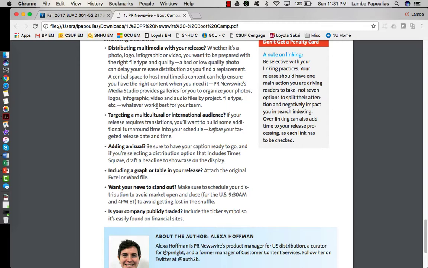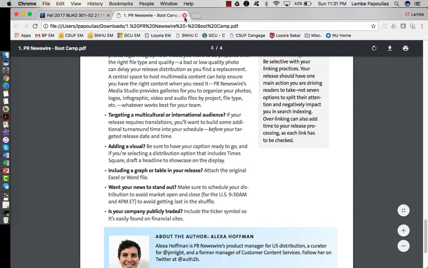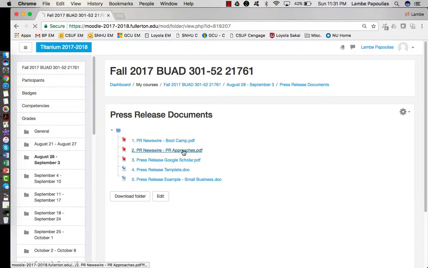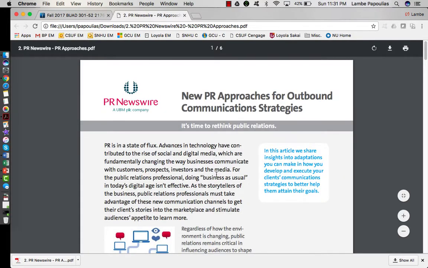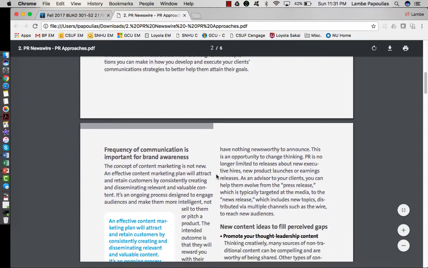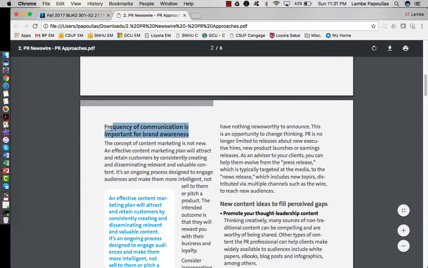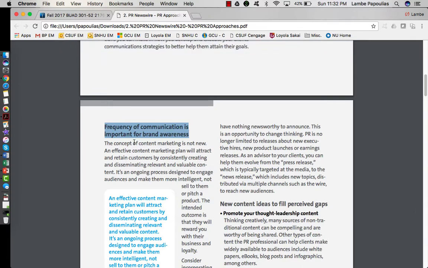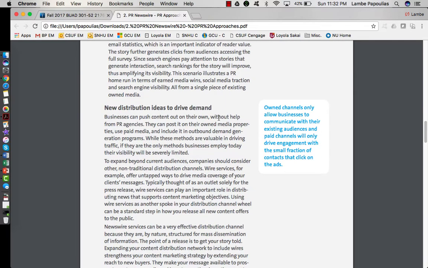So take a look through this. This talks a little bit more about press releases, how they work, and certain items you can include or not include. And this PR Newswire document talks about PR approaches, discusses frequency of communication is important for brand awareness. The more you communicate, the more you're able to give that brand awareness to people. Sending out press releases to newspapers, TV stations, journalists, whomever it may be. Frequency of communication is definitely important for brand awareness. So make sure to read through this as well too.